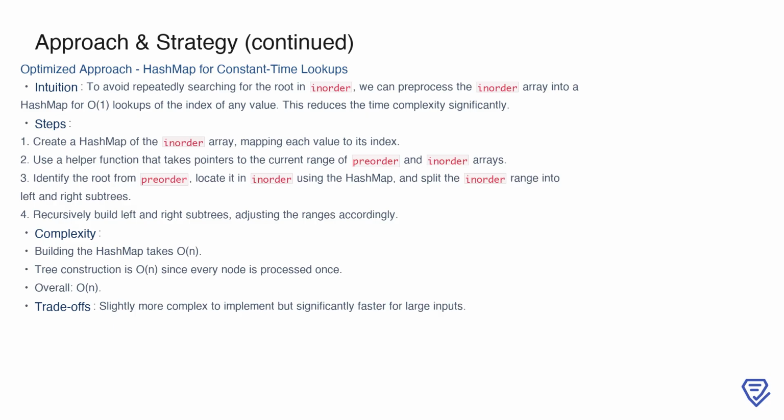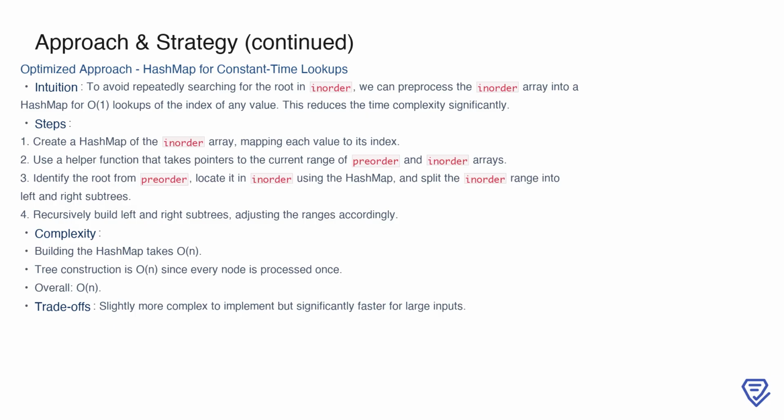The process involves defining a helper function that works with pointers to specific ranges in both the preorder and inorder arrays. At each step, we identify the root from the preorder array, locate its position in the inorder array using the hash map, and then split the inorder range into left and right subtrees.